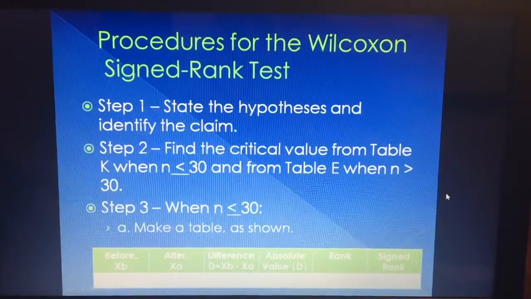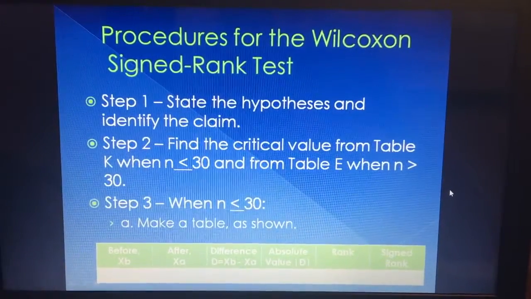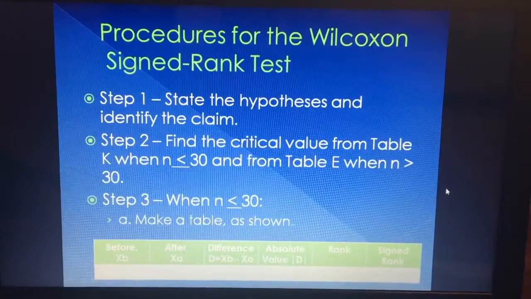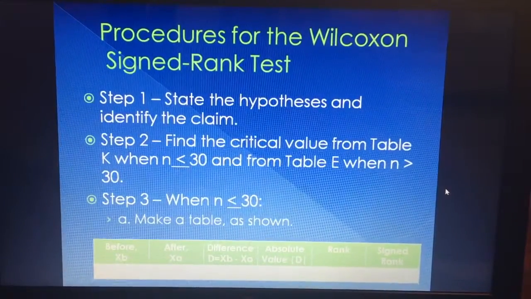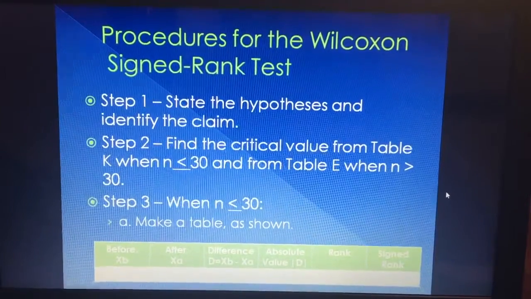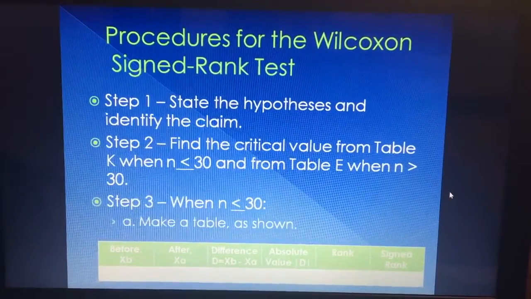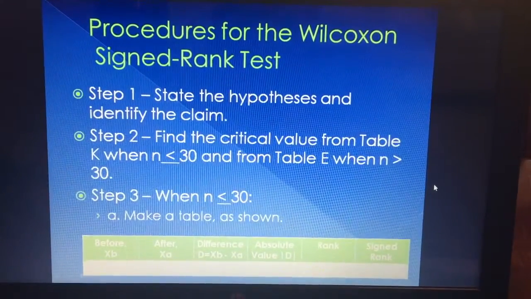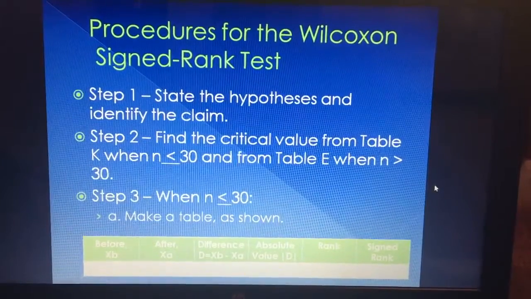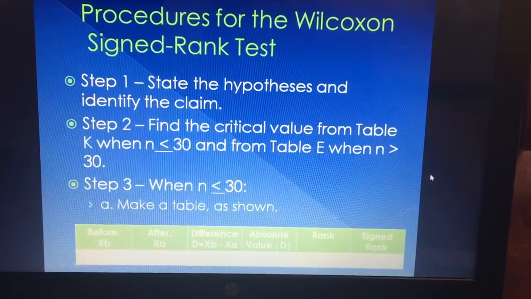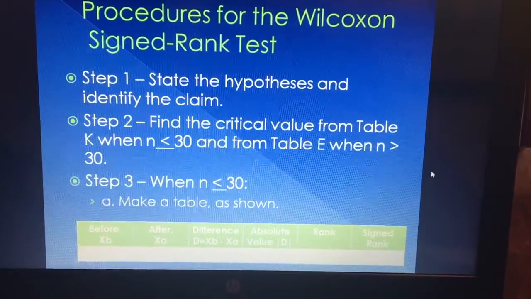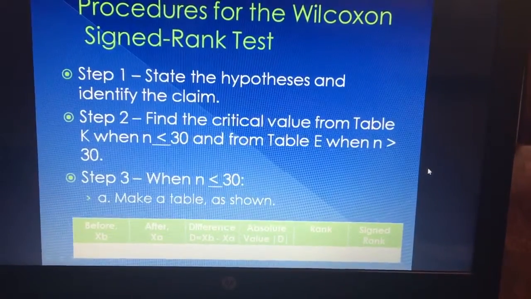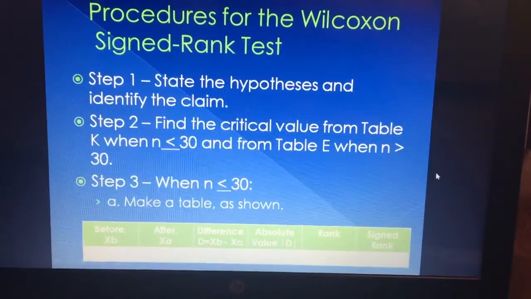Step 1. State the hypothesis and identify the claim. Step 2. Find the critical value from Table K when n is less than or equal to 30, and from Table E when n is greater than 30. Step 3, when n is less than or equal to 30, first you're going to make a table as shown. You're going to have the before column, the after column, difference, absolute value, rank, and signed rank.